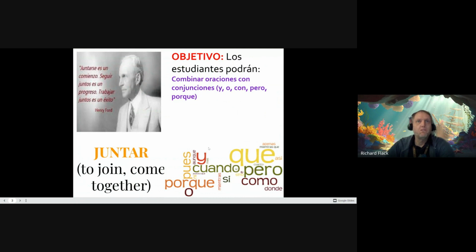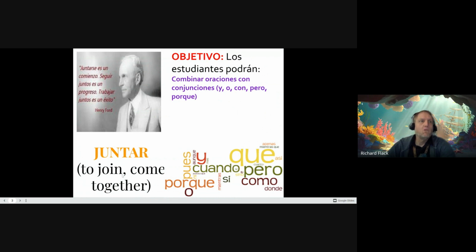El objetivo. Los estudiantes podrán combinar oraciones con conjunciones y, o, con, pero y porque. So students will be able to combine sentences using conjunctions and, or, with, but, and because.